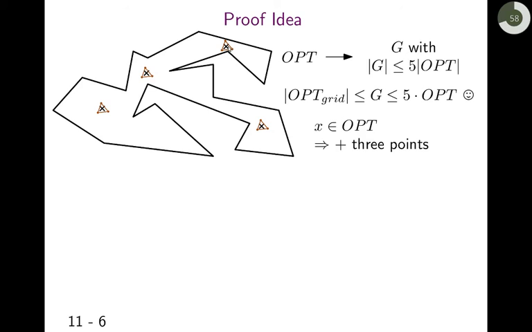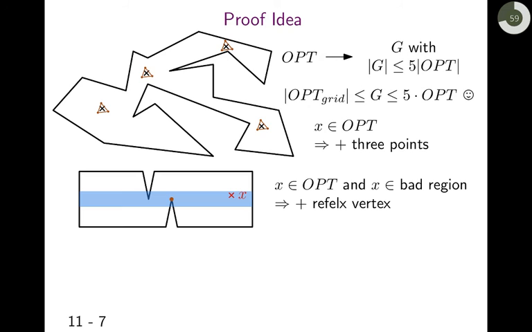For each point here, we just take 3 points around it, this small triangle, and then also if you're in a bad region, I just take this point. And now if no point is in 3 bad regions, then I add at most 2 of these points. So G will have size at most 5 opt. So I have to tell you now why X should not be in 3 bad regions.